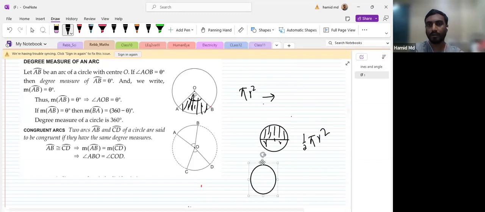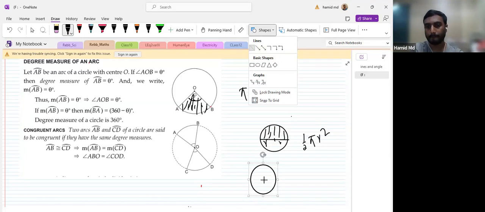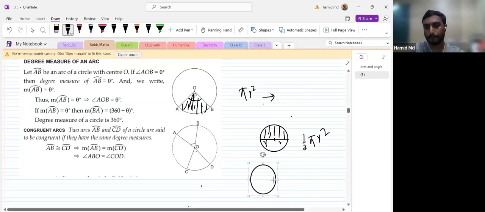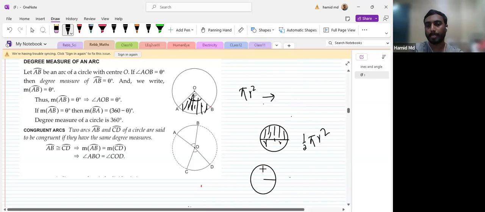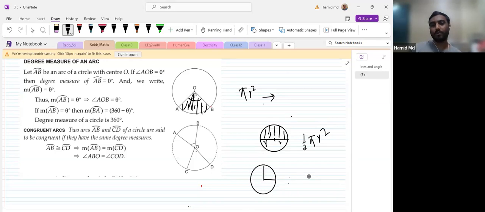This is a circle. This one line and another line. Let me see whether it is making it complete. So now, if the radius is r, can you tell me what is the area of this shaded part?